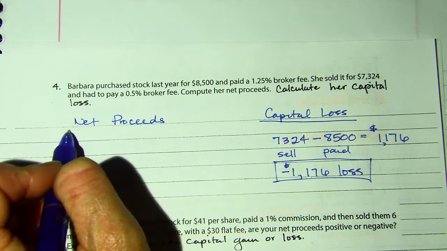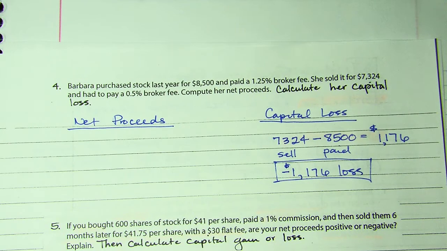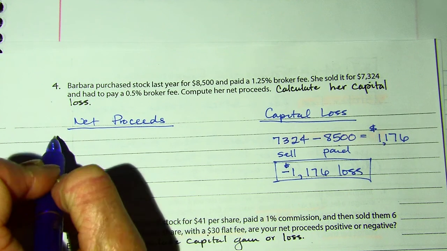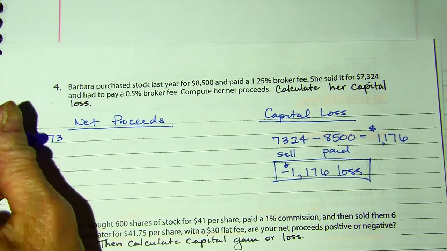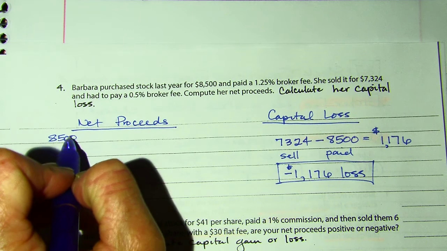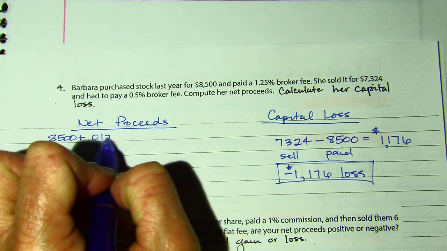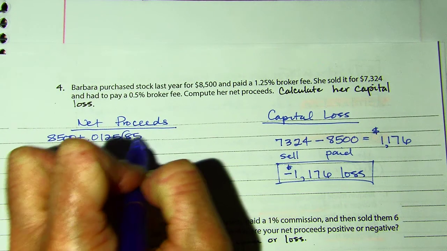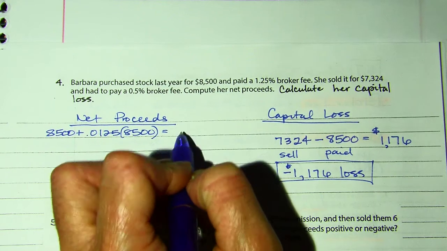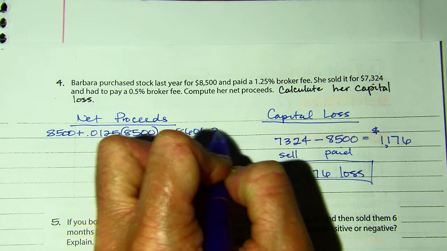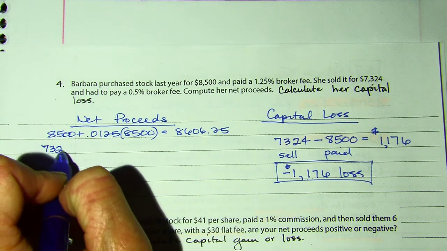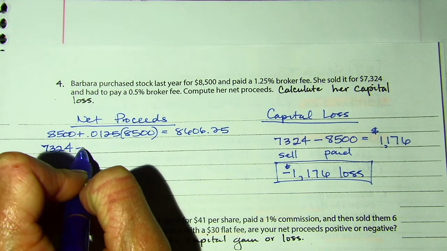Now, her net proceeds take into consideration the amount she paid for her broker's fee. So she purchased the stock for $8,500, plus she paid a 0.0125 of that $8,500. So in total, she paid $86.0625.